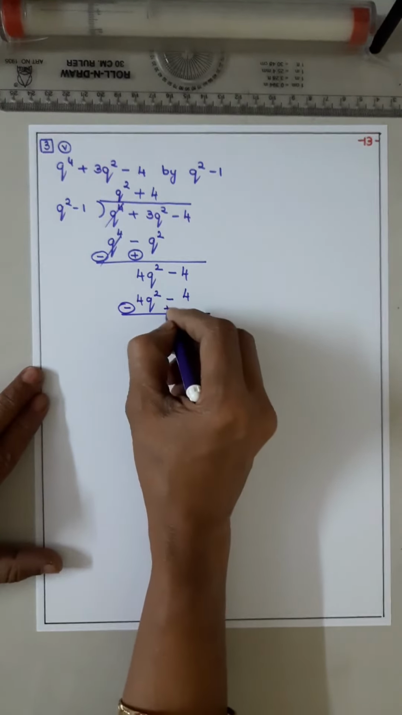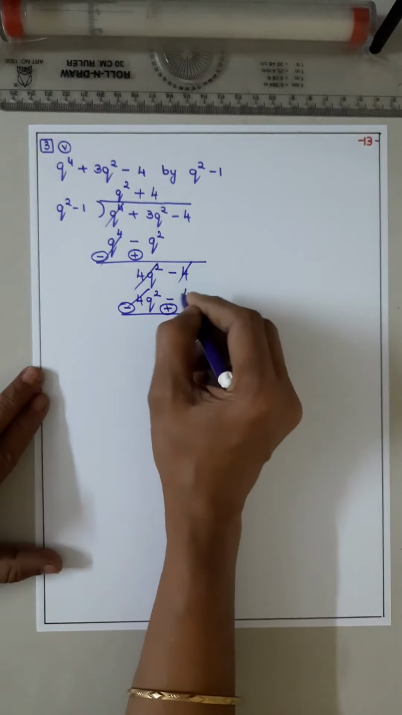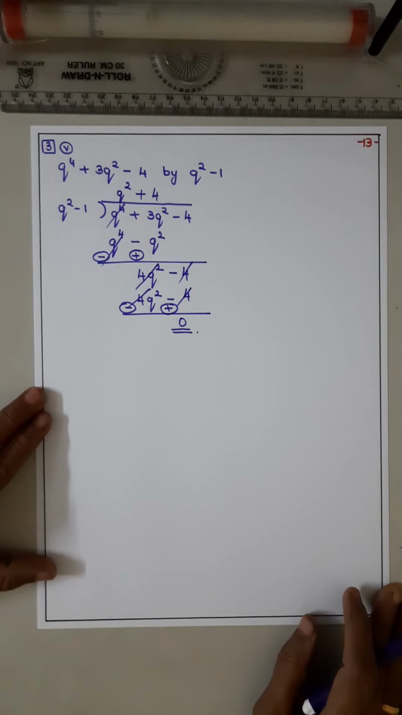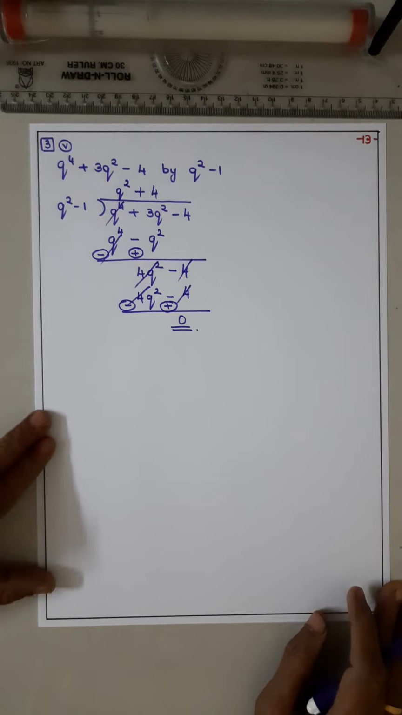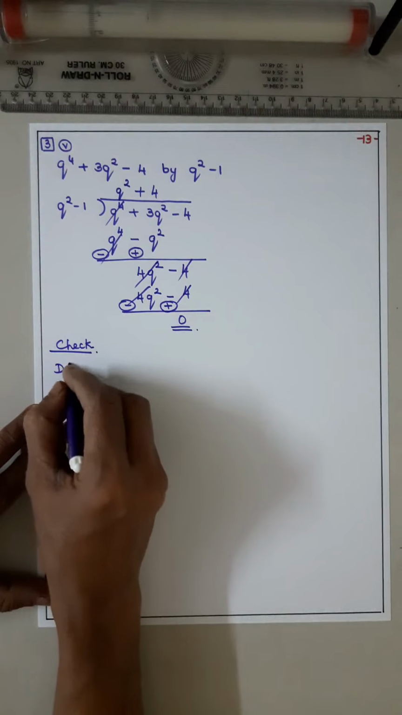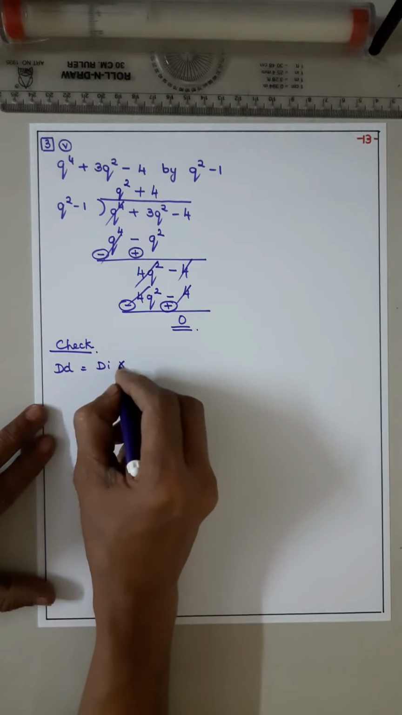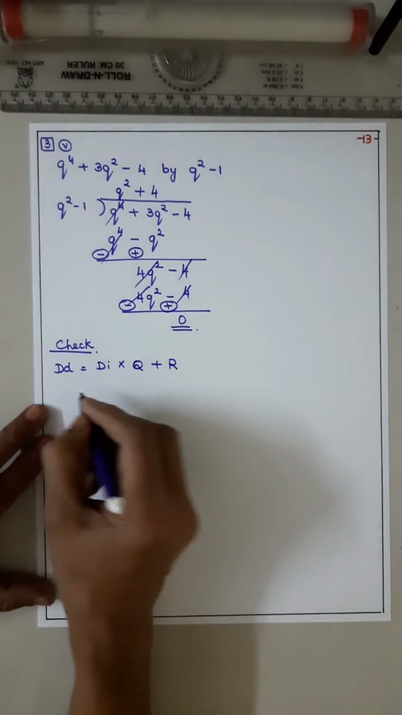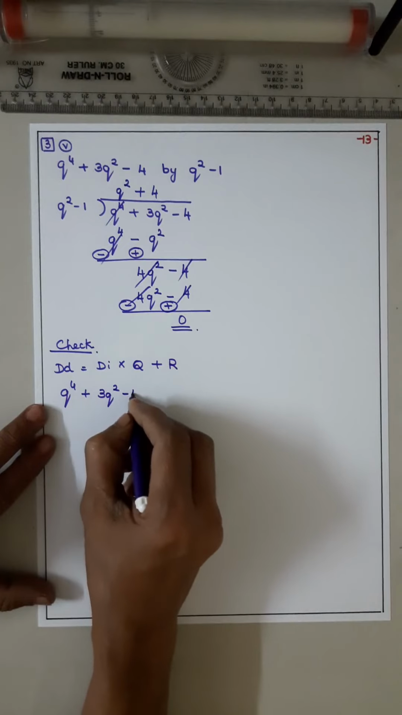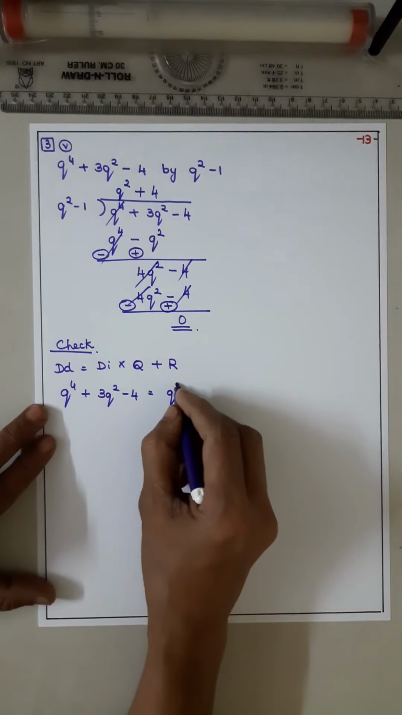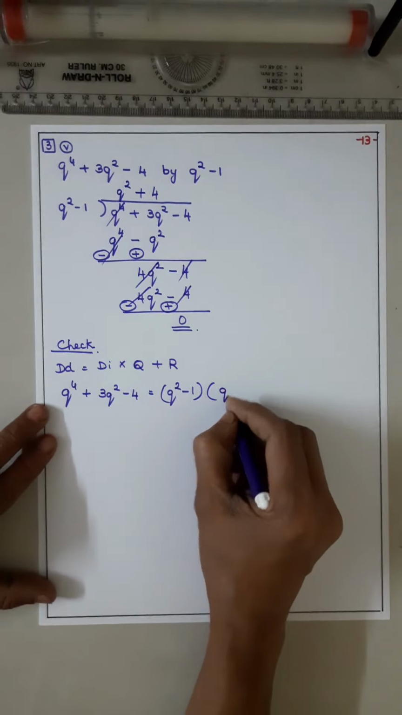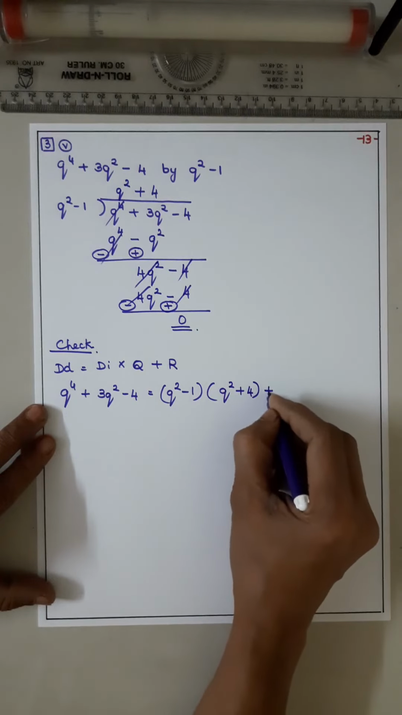Now change the signs. This gets cancelled, even this gets cancelled. Same number with the opposite sign. Then the answer is 0. Now check. Dividend is equal to divisor into quotient plus remainder. Dividend is q to the power 4 plus 3q squared minus 4, is equal to q squared minus 1, and this is q squared plus 4, remainder is 0.